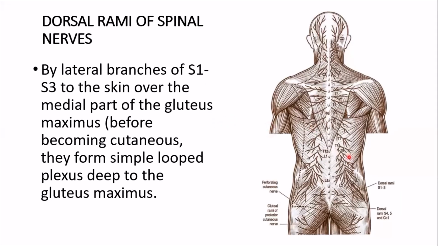While the lateral branches of S1, S2, and S3, the dorsal rami of S1, S2, and S3, what they do is supply the skin over the medial part of the gluteus maximus. This is the gluteus maximus muscle. And they form a simple looped plexus deep to the gluteus maximus, S1 to S3.